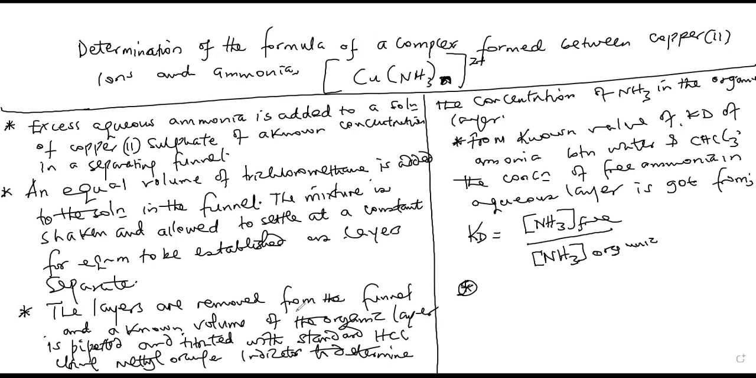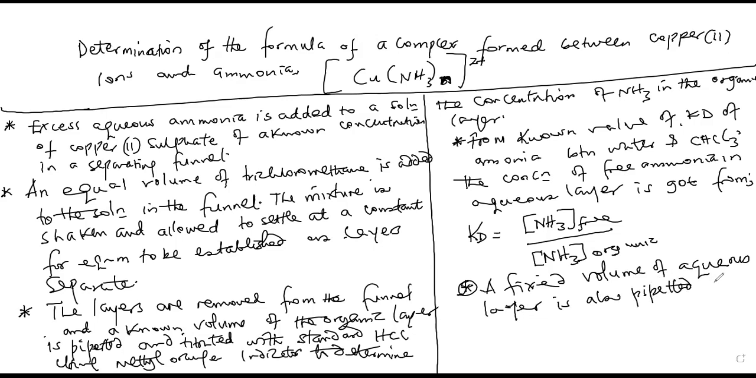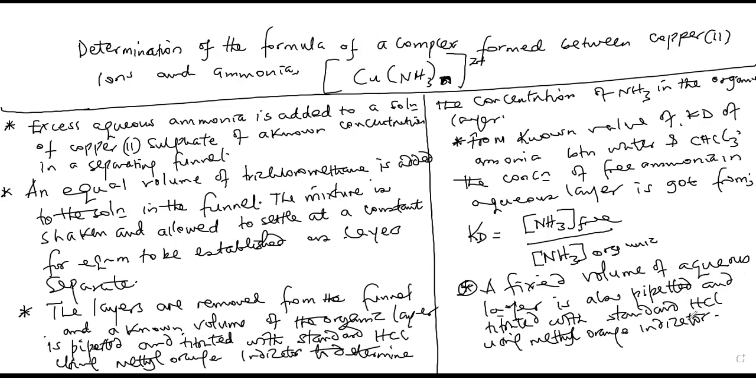Remember, we've gotten the concentration of ammonia in the organic layer, but we need also to work on the aqueous layer. So we pick a fixed volume of aqueous layer, which is also pipetted and titrated with the standard hydrochloric acid, using methyl orange indicator. Now, when we do this, we get the total concentration.